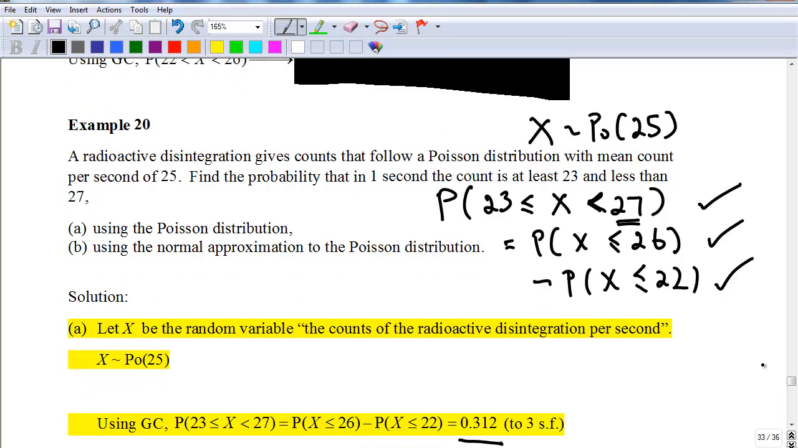You let X be the random variable representing the counts of the radioactive disintegration per second. So straight away I write this down: X is Poisson with mean 25. Then you use your GC to calculate these two probabilities, take the difference, then you get the answer.